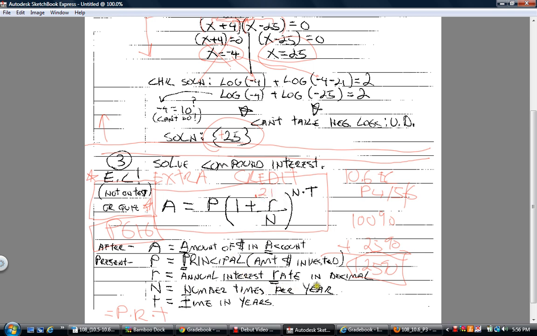N is the number of times per year that it's compounded. They say monthly, this number would be 12. Quarterly, it would be 4. Okay? If it was daily, it would be 365. This exponent is you multiply the n times the t. T is the time in years that you're going to invest this in. Okay, so that's the equation here.